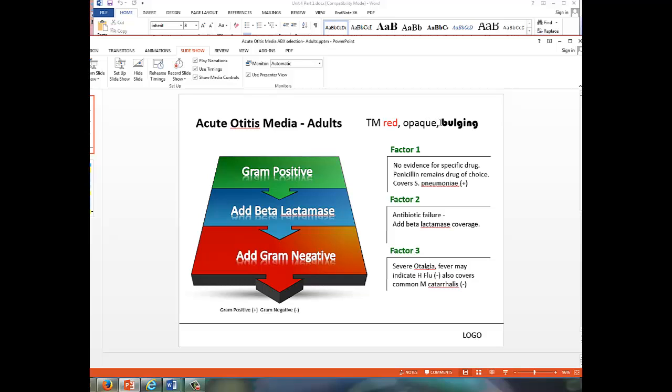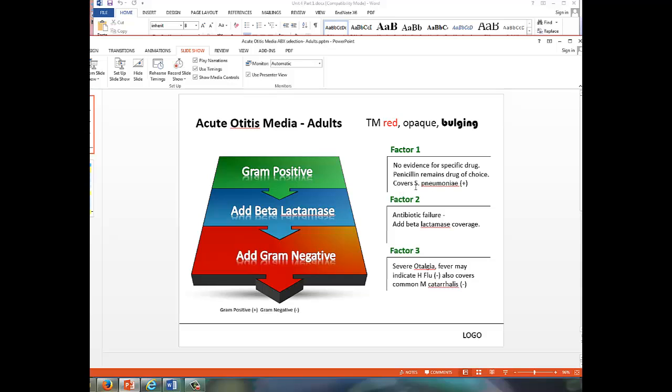Mainly in acute otitis media, a lot of times you'll see that word bulging. On the boards and things like that, you'll see bulging is often associated with acute otitis media. So that's kind of your differential diagnosis in helping you to diagnose acute otitis media. Factor 1, no evidence for a specific drug. Penicillin remains the drug of choice.